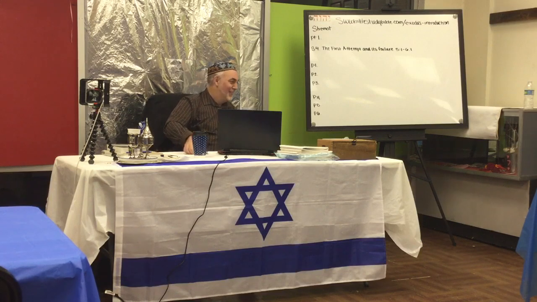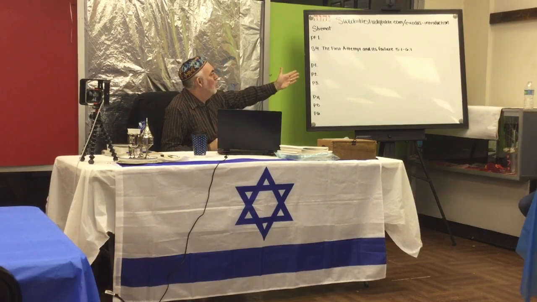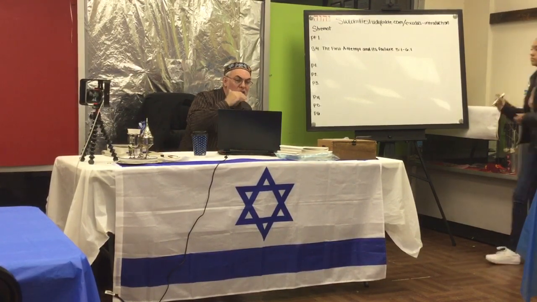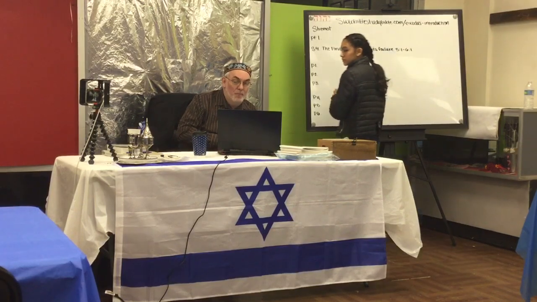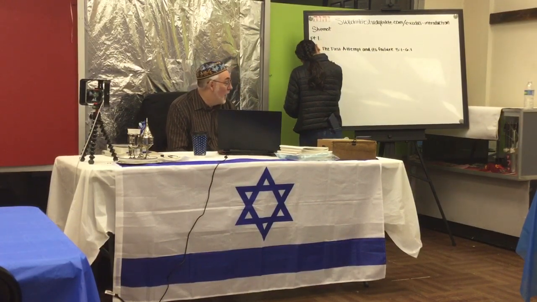No. Okay. The first attempt and its failure, chapter 5, verse 1 through chapter 6, verse 1. So what's the first paragraph? Moses and Aaron stand before the Pharaoh. This is chapter 5, verses 1 through 5.